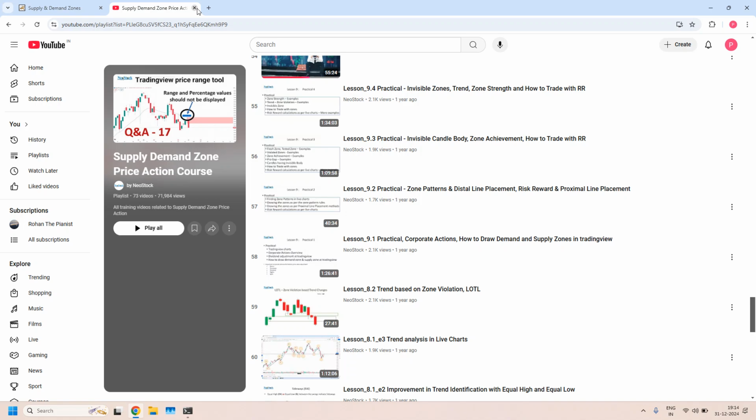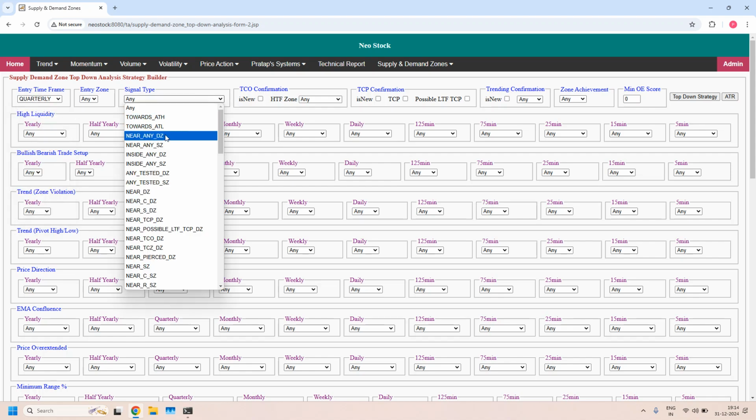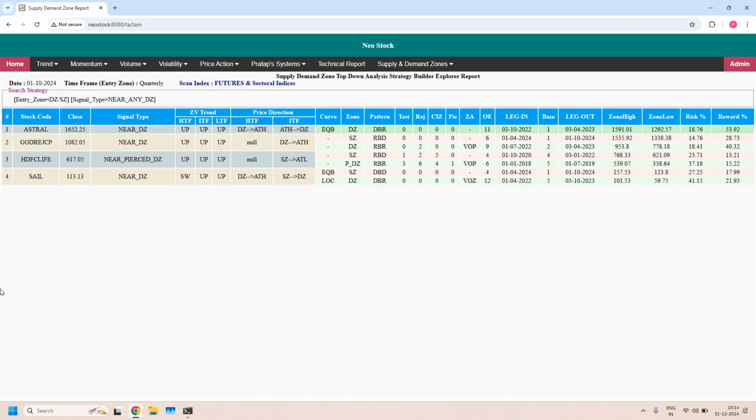Now let's get into the report generation. First, we will find the stocks near demand and supply zones for different time frames, starting with quarterly time frame. Stocks near quarterly demand zone. 4 stocks are filtered. I am giving you only a few seconds to watch the report.